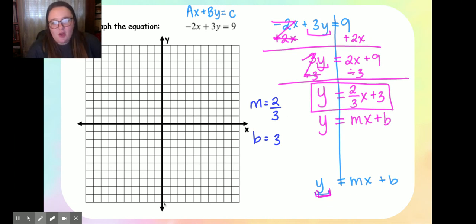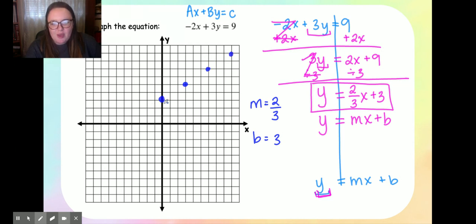In the beginning, we always start at the y-intercept. So I go to positive 3. I make my point, and I use my slope to rise and run, right? Rise 2, run 3. It's positive, so I went to the right. Rise 2, run 3.